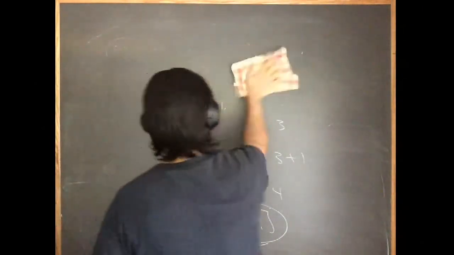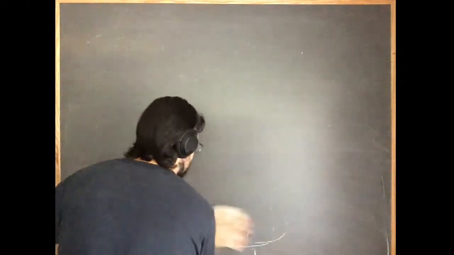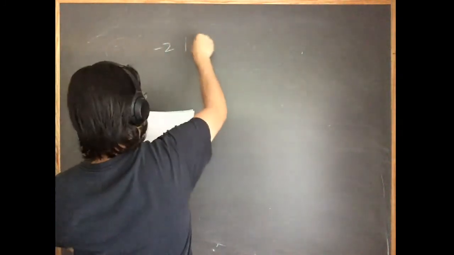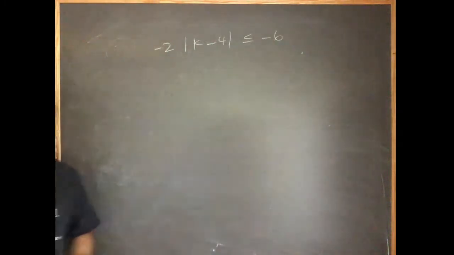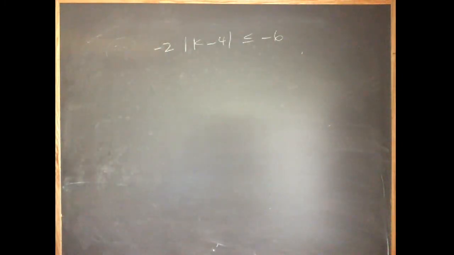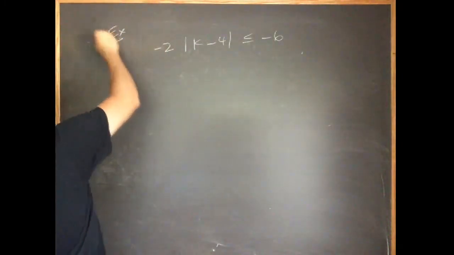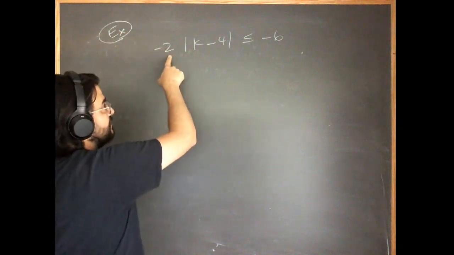But we want to do one last one that'll help you with infinity, because sometimes you'll have to isolate the absolute value. So here's one: negative 2 times the absolute value of x minus 4 is less than or equal to negative 6. Okay, so here, it's not in that format because it's negative 2.